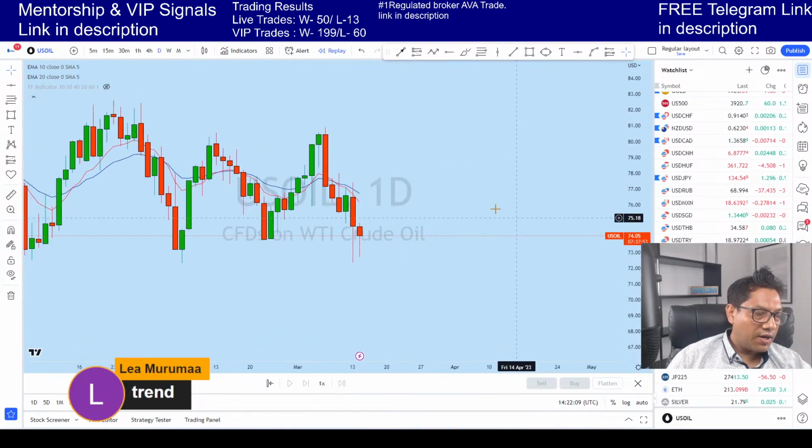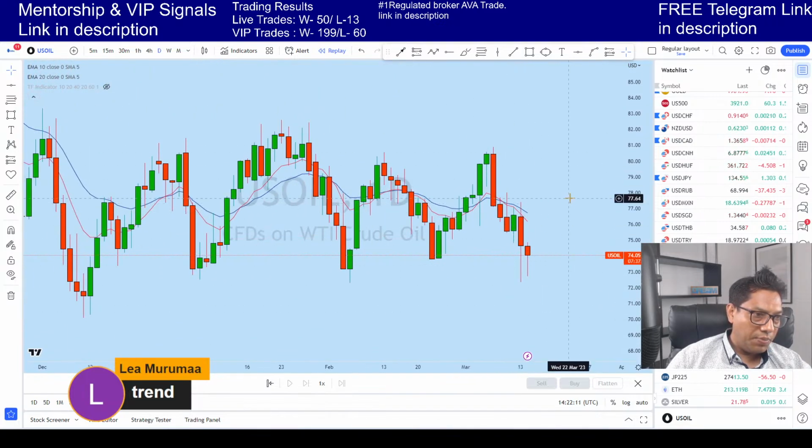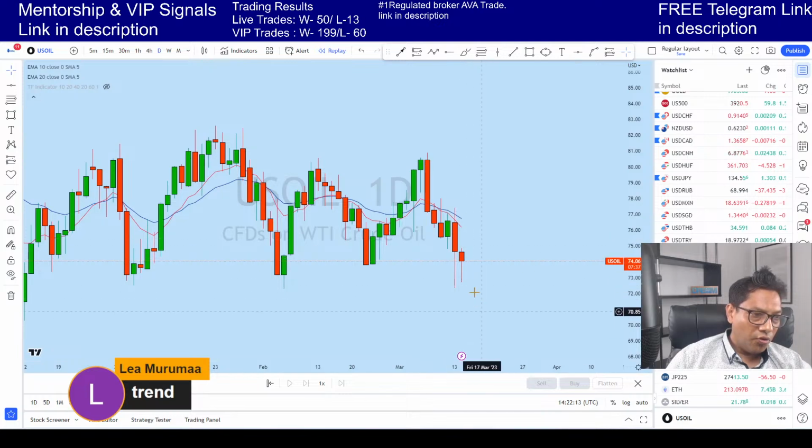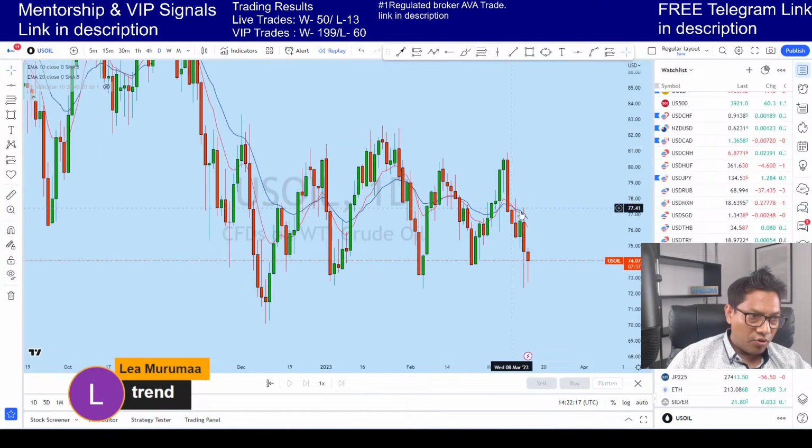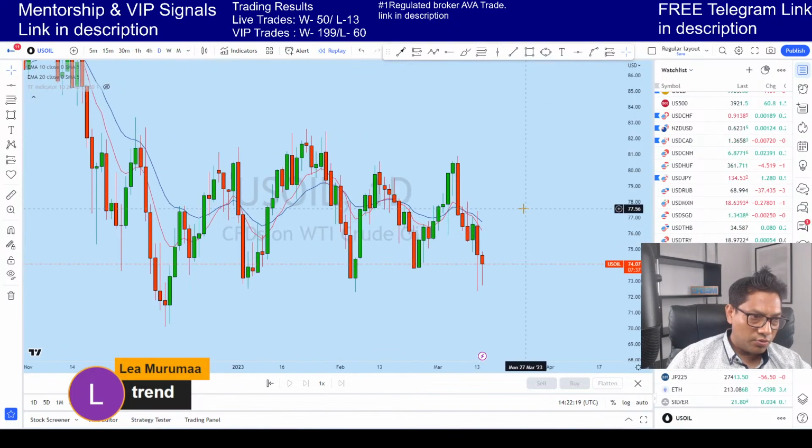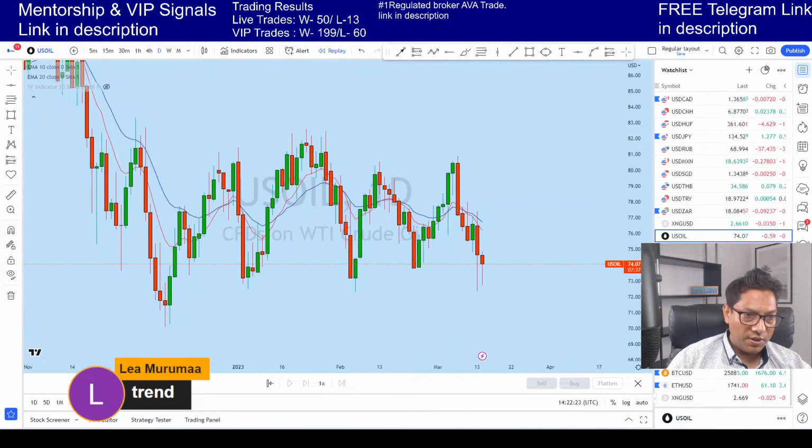Now, US oil on the daily: we saw a bearish candle. Today so far we saw initially a breakdown, and now it is going up for a deeper retracement. This market also looks like it will be a bearish market.